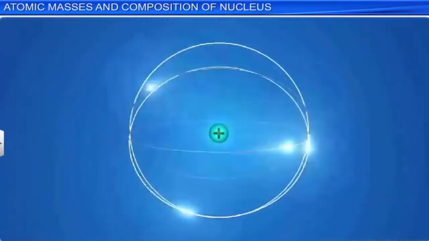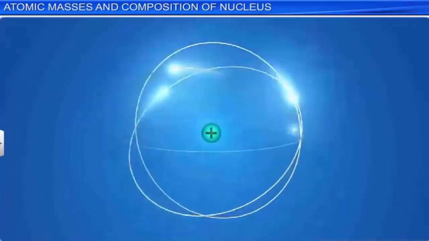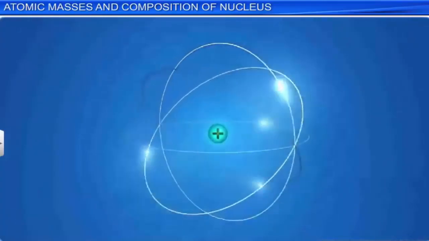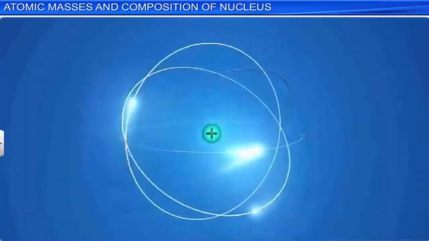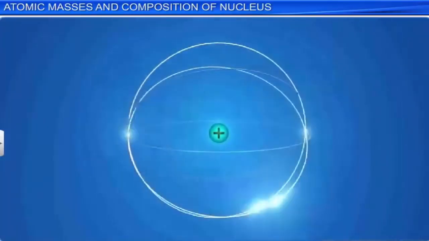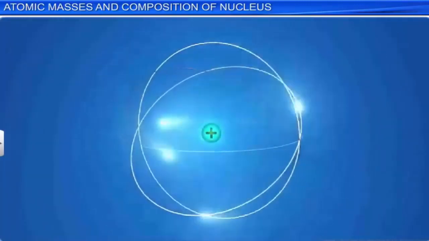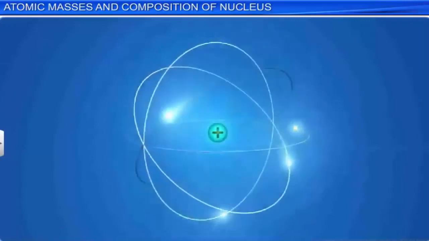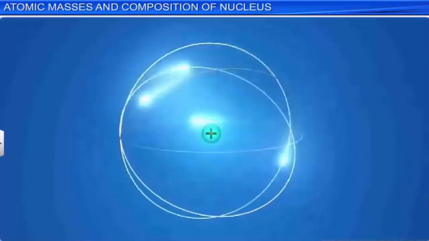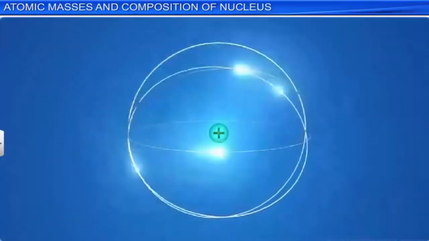You have learned that the entire positive charge and most of the mass of an atom is concentrated at its center, which is referred to as the nucleus. Generally, mass of a substance is measured in kilogram, but in the atomic sense, this is a very, very big unit. Hence, atomic mass and also the mass of its constituents is measured in atomic mass unit denoted by AMU or U.